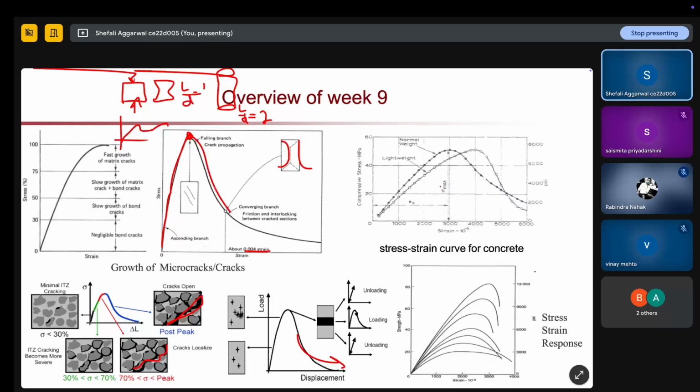Okay, so again here it's showing the stress strain curve of different types of concrete. Two types of concrete are shown: normal weight concrete and lightweight concrete. The difference between these two curves is that the peak point in lightweight concrete is much farther away than in normal concrete, right? And this is the stress strain response under different types of loading.